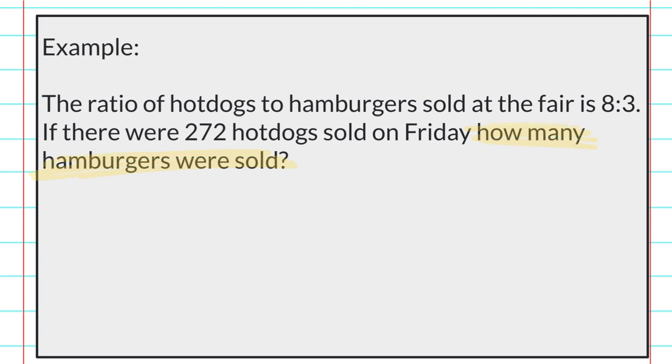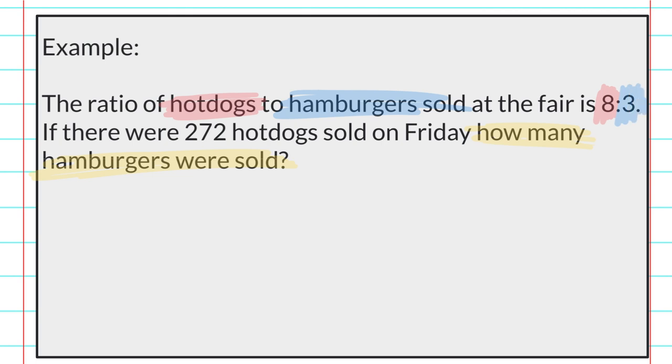And highlight the information we know, okay? You can underline it, but I like to highlight in a different color if possible, or at least make different symbols. So hot dogs to hamburgers is 8 to 3. So hot dogs is first. It says hot dogs to hamburgers, so hot dogs are going to be 8. I did hot dogs in red. And then hamburgers, let's go to blue. So hamburgers would be 3.